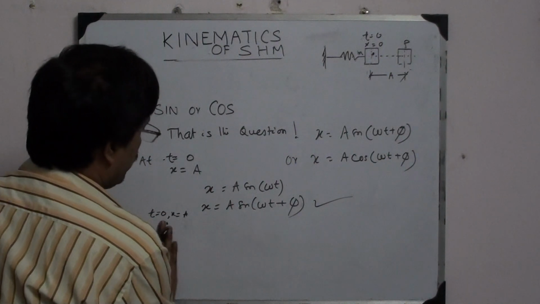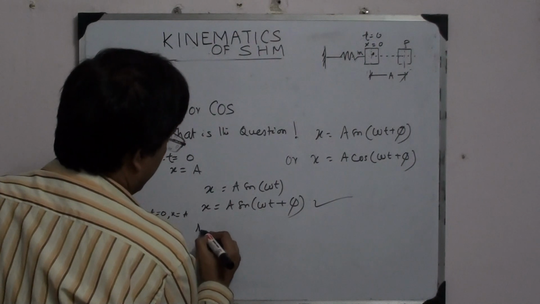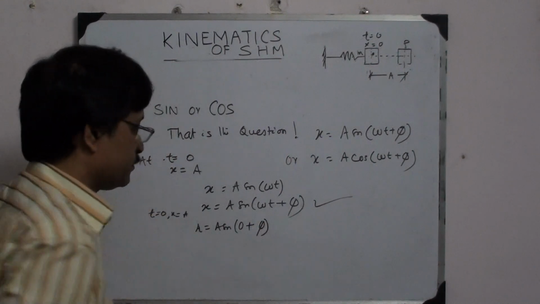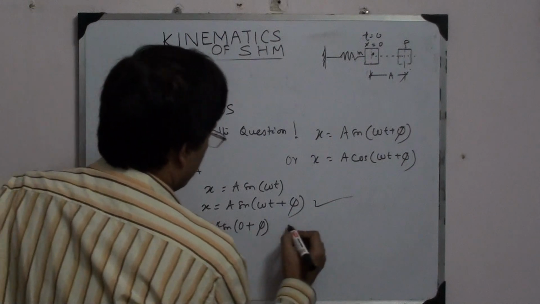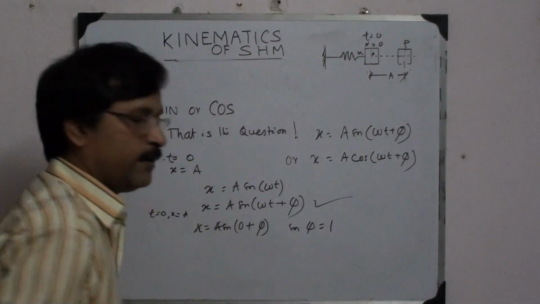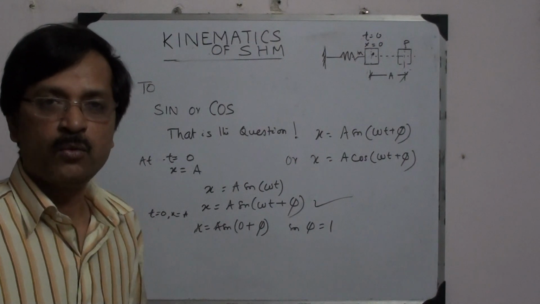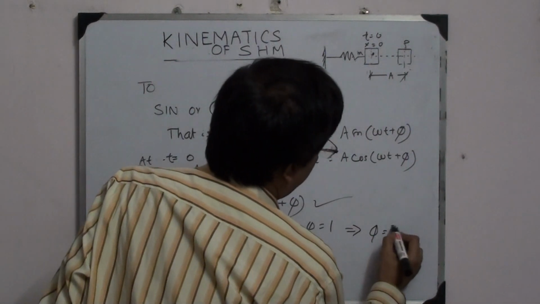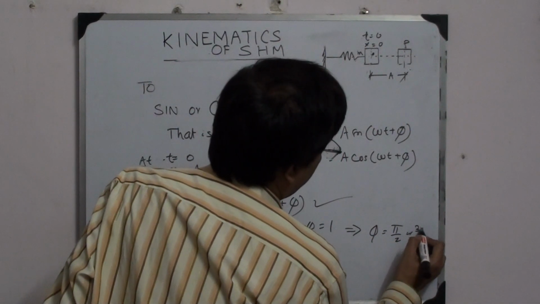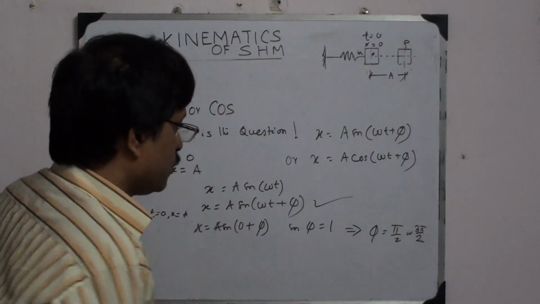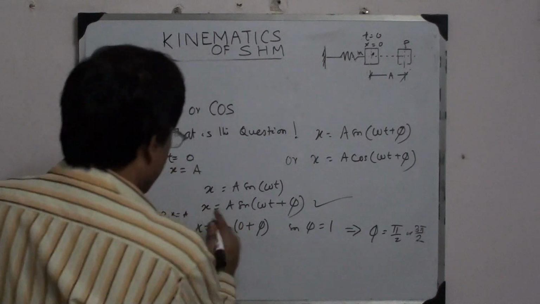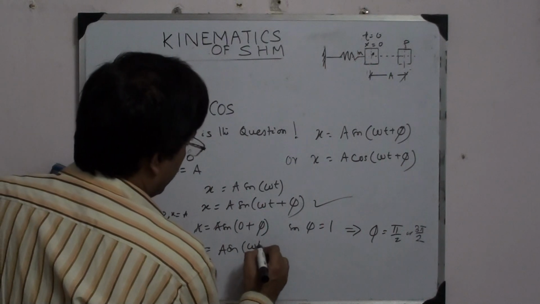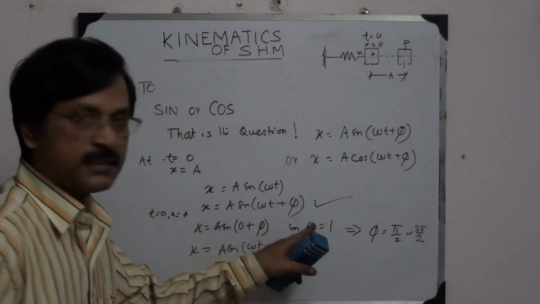x is equal to a. So I put t is equal to 0 here, then I get a is equal to a sine 0 plus phi, which means sine phi is equal to 1. And where do I get sine phi equal to 1? When I put phi is pi by 2. This implies that phi is equal to pi by 2, or say 3 pi by 2, like that. So you take the example of pi by 2, you will find that this equation boils down to x is equal to a sine omega t plus pi by 2, because this pi by 2 is my initial phase.